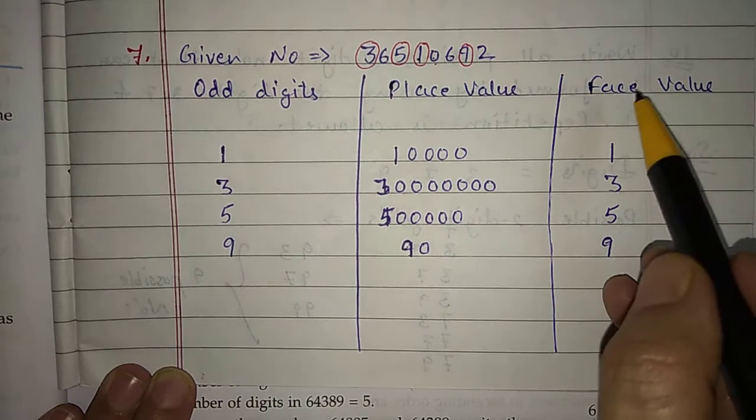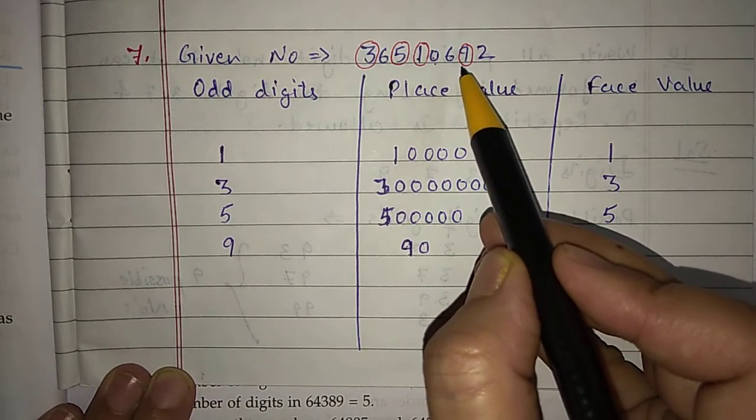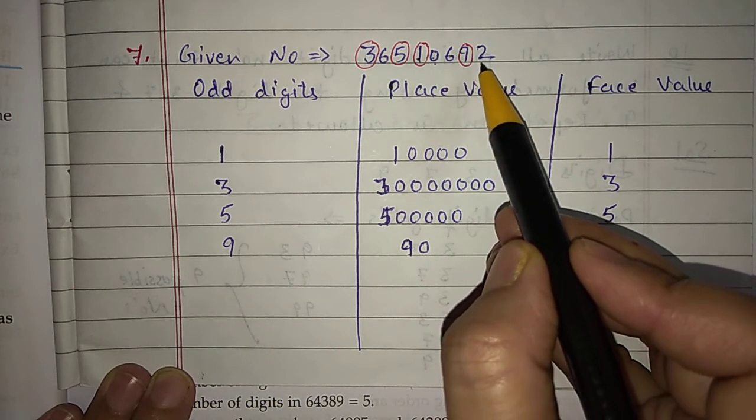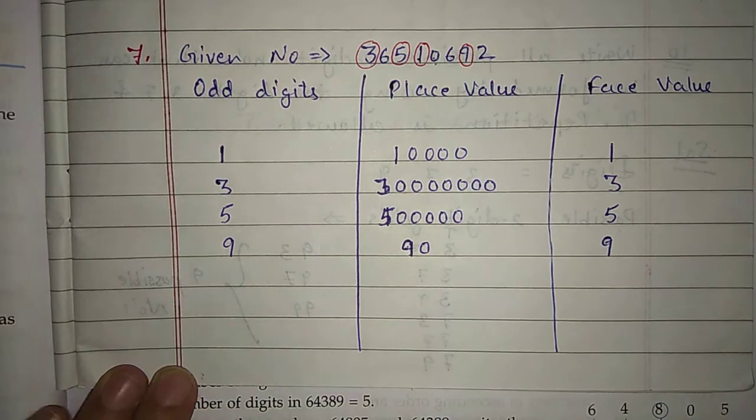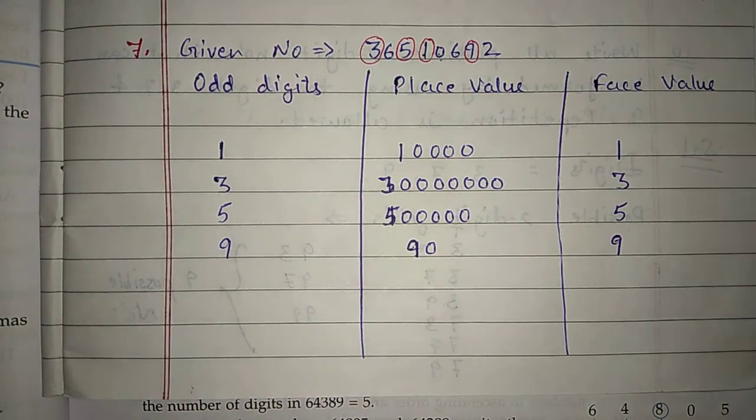Then 9. For 9, you can see 9 is at which place? 9 is at the 10s place. After 9 only one digit is there. It means only 1 zero will come. 90, and the face value will be 9.